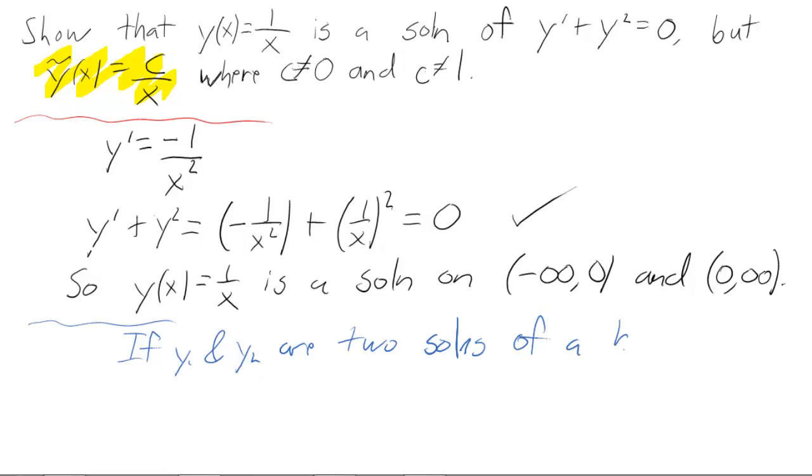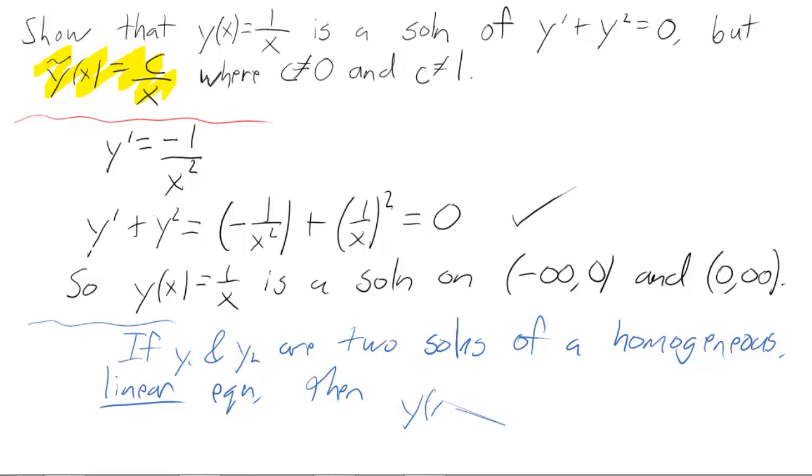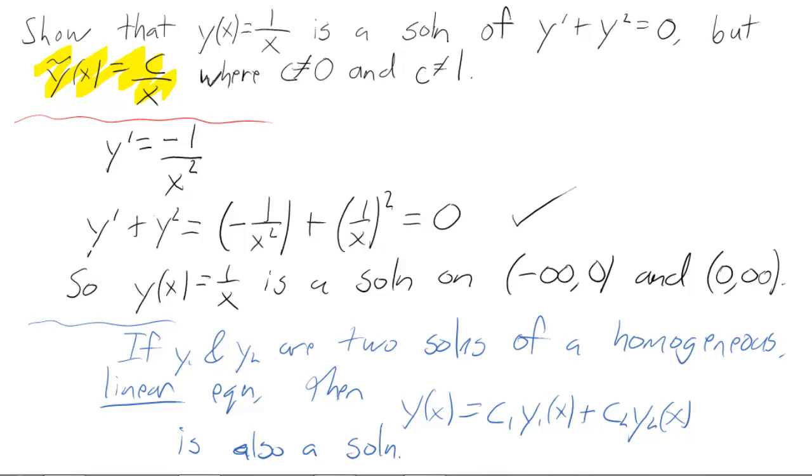of a homogeneous, and here's the key thing, linear equation, then any linear combination, say y of x equal to c1 y1 of x plus c2 y2 of x, is also a solution. So notice the key idea, it has to be linear. So all bets are off if we don't have a linear equation, and notice we don't have a linear equation. We have a y squared in there.